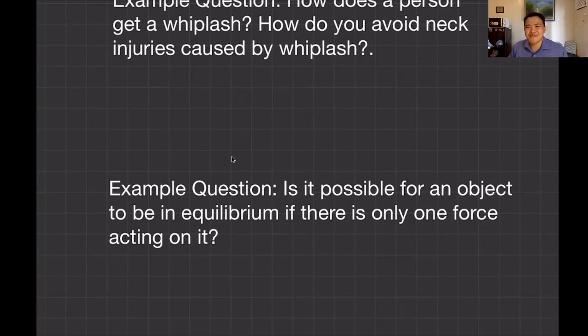So that's it for this session on Newton's laws. We have three Newton's laws. The first law, the law of inertia. The second law, the law of acceleration. And the third law, the law of action-reaction, or the law of interaction.